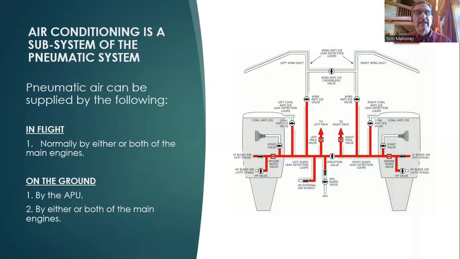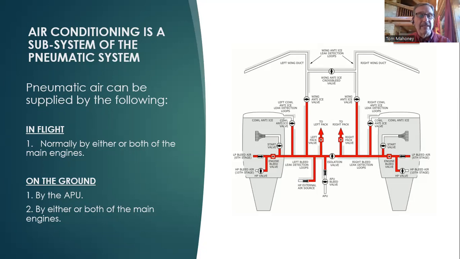The air conditioning is a subsystem of the pneumatic system. Without the pneumatic system, the air conditioning system on these commercial jets is not going to work. They don't work on electrical. They don't work on gasoline or fuel or jet fuel. They work on pneumatic air. So without having pneumatic air, you have nothing you can do for air conditioning. And for that matter, you can't get pressurization accomplished on the aircraft either.